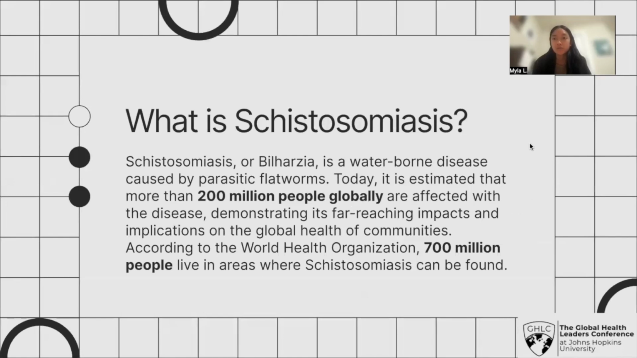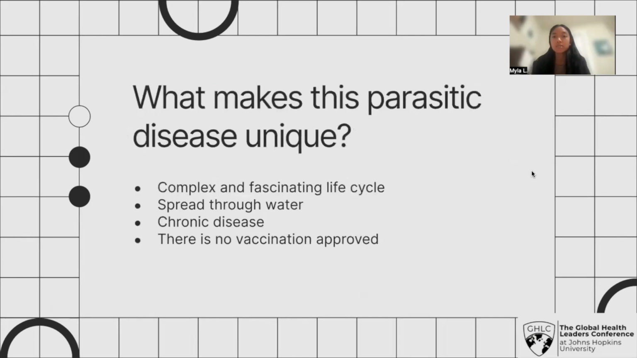For starters, what is schistosomiasis? Schistosomiasis, or schisto, is a waterborne disease caused by parasitic flatworms. Today, it is estimated that more than 200 million people globally are affected with the disease, demonstrating that it has far-reaching impacts and implications on the global health of several communities. According to the World Health Organization, 700 million people live in areas where schistosomiasis can be found. What makes this parasitic disease unique is its complex and fascinating life cycle. It is also spread through water, is a chronic disease, and there is unfortunately no vaccination approved to treat the disease.